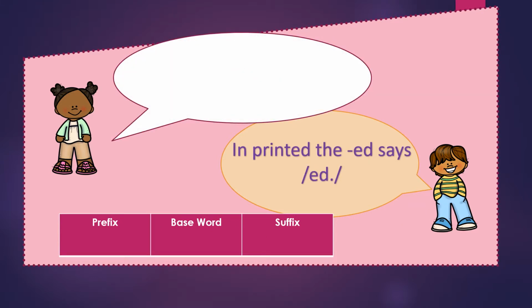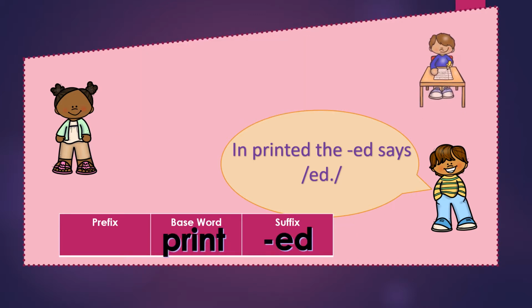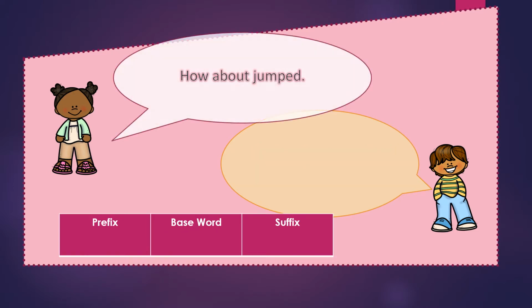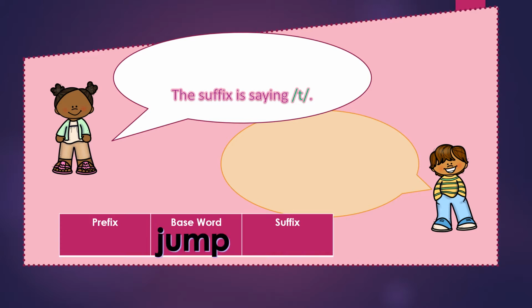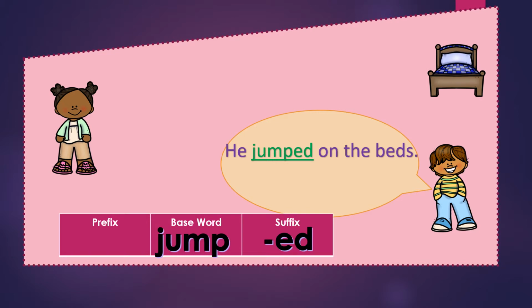Say printed. In printed, the ed says ed. Print, ed. I printed on the paper. How about jumped? The suffix is saying t. Jump, t. He jumped on the beds.